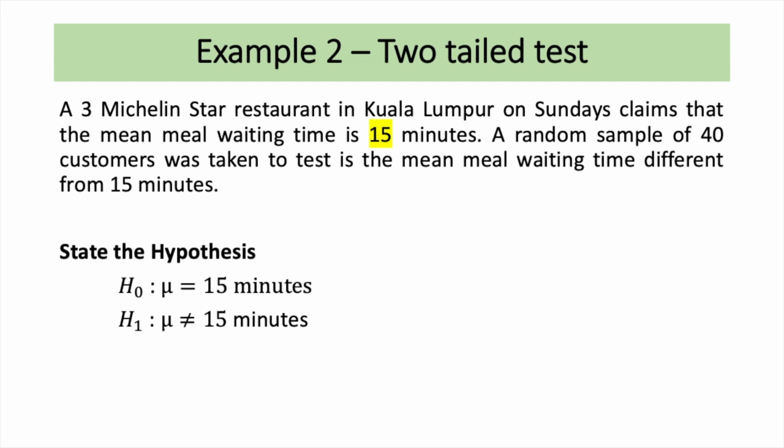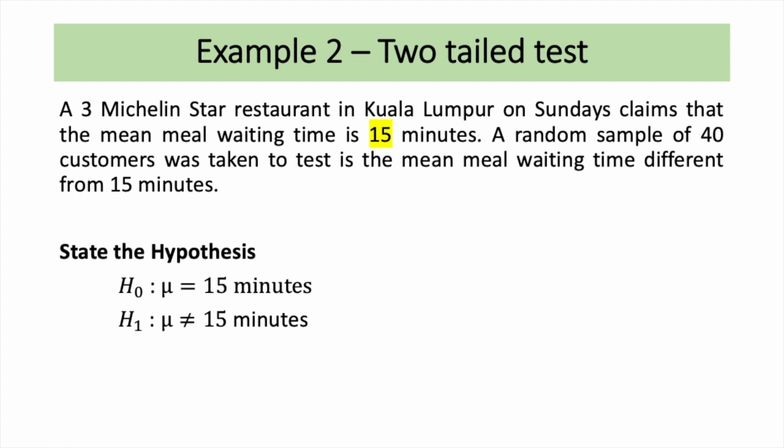So we want to see whether it's different. The null hypothesis is that the hypothesized mean equals 15 minutes. Because we want to see whether it's different from 15 minutes, it can be either greater or lesser. So the alternative hypothesis is that the hypothesized mean is not equal to 15 minutes.